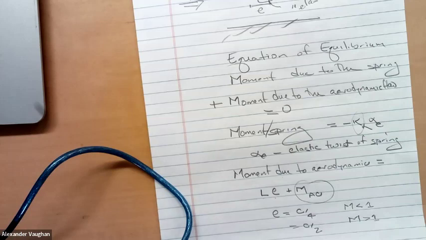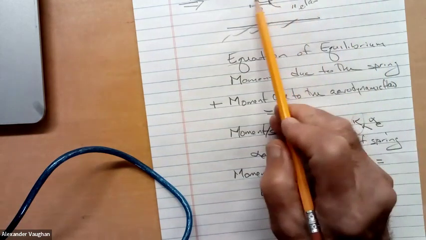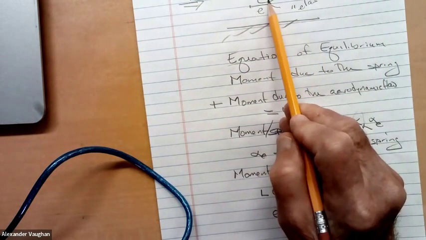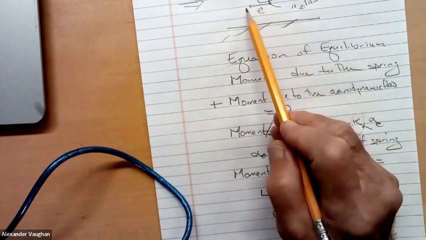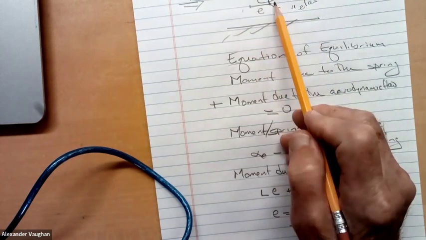What does E stand for again? E is the distance from the aerodynamic center to the elastic axis. Got it. And by definition, E is positive when the aerodynamic center is ahead of the elastic axis.